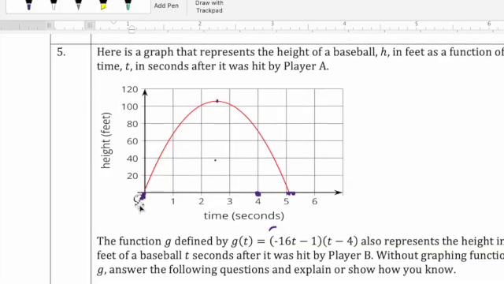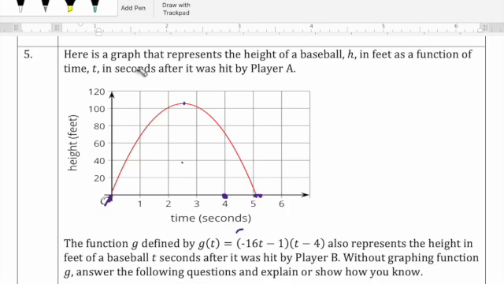Okay, look at question 5. All right, here is a graph that represents the height of a baseball H in feet as a function of time t in seconds after it was hit by player A. Okay, so they give you the graph here for player A.